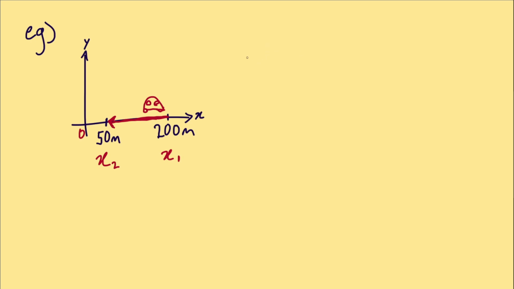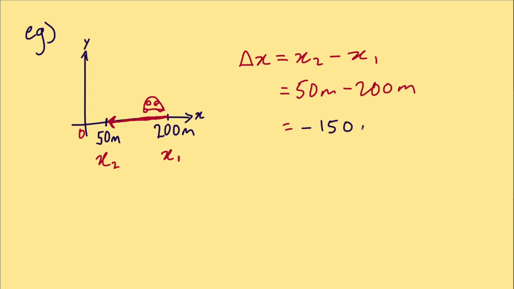Let's find the displacement. So delta x is equal to x2 minus x1. x2 is 50 meters, x1 is 200 meters. So the displacement is negative 150 meters. So that's why our vector arrow is going to the left, because it's negative. And it makes sense because that's the opposite direction.